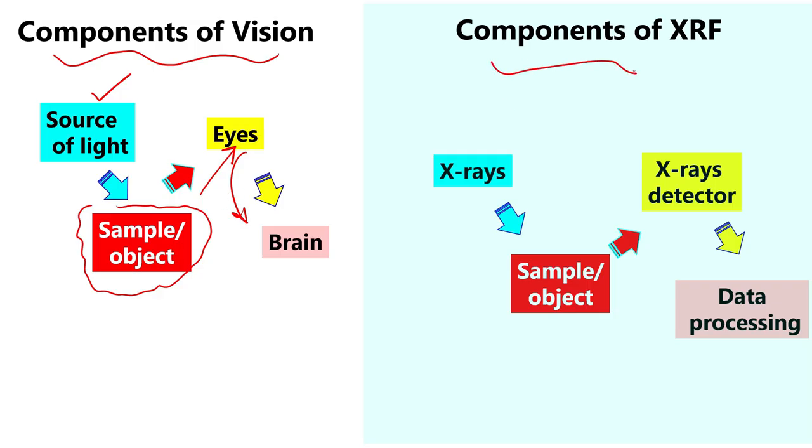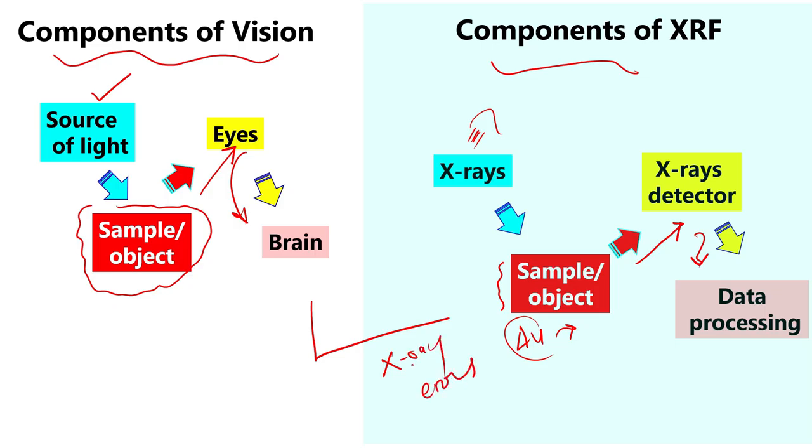Similarly, in XRF, we have X-ray as the source to bombard the sample, and this is the sample to be analyzed. This sample may be gold, a compound, jewelry elements, anything, cements, etc. Then we get the XRF, meaning the fluorescence X-ray, and the detector detects it, and then we process the data and we get information in the form of X-ray energy here, and intensity here. And these two parameters give us a lot of information about the qualitative and quantitative analysis.